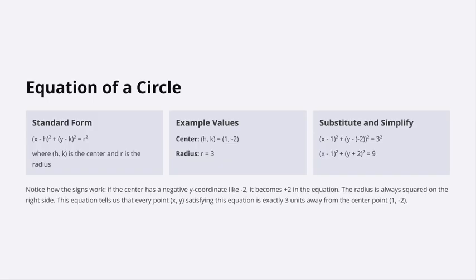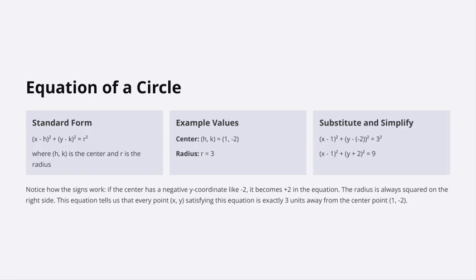It's important to notice how the signs work in this equation. Since the y-coordinate of the center is negative, we write it as y plus 2 in the equation. This might seem a bit counterintuitive at first, but it follows the rule that if the coordinate is negative, it becomes positive inside the parentheses. And remember, the radius squared is always on the right side of the equation.